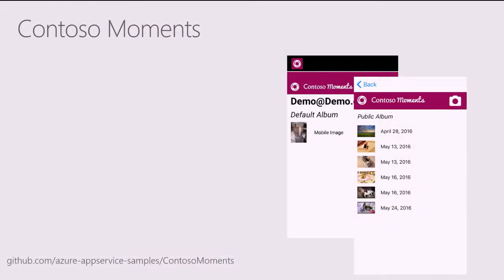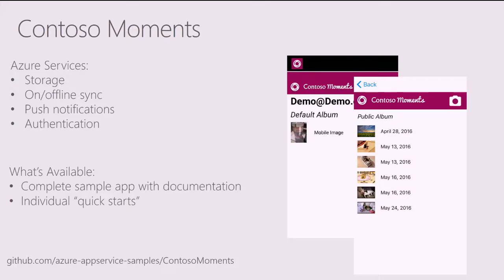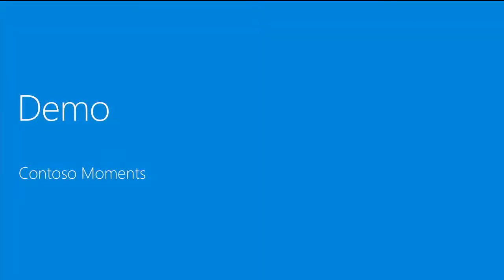We have a great sample called Contoso Moments that you can download from GitHub or from the app stores to try out for yourself. It does full storage, online-offline sync, user authentication with Facebook and Azure AD, and push notifications. It's a great quick start to get you up and running. Let me show you what that looks like really quick.